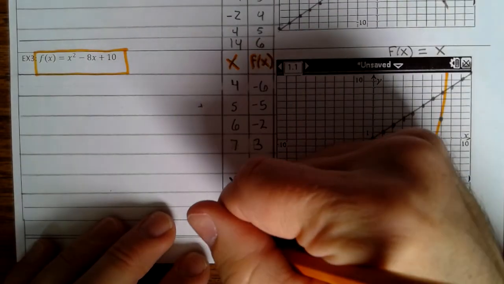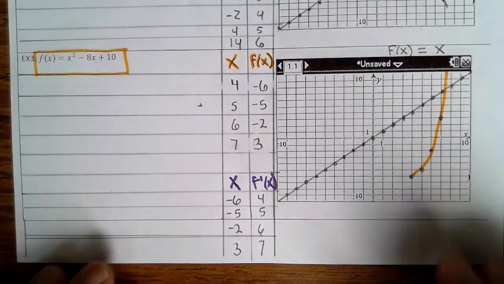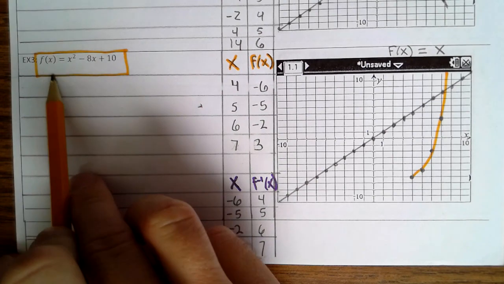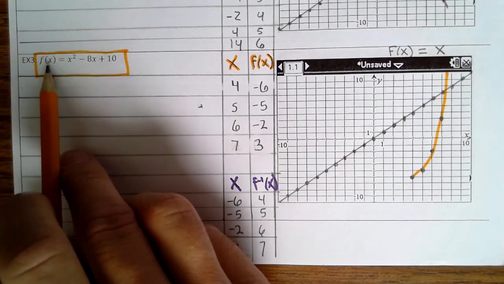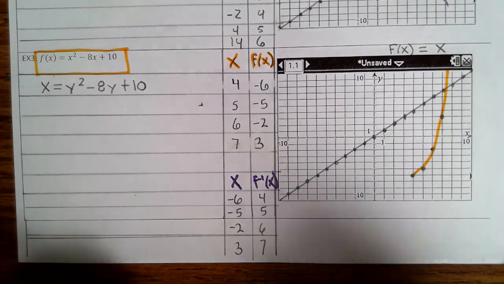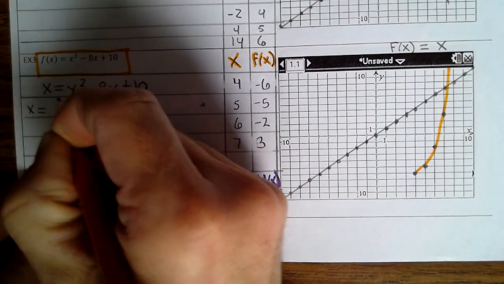So remember, f of x is y, and then we switch x and y. So x equals y squared minus 8y plus 10. Okay. Now, what we're going to need to do is complete the square. So that's x equals, we can factor out a 1 from both of these. So that's 1 times y squared minus 8y plus 10.